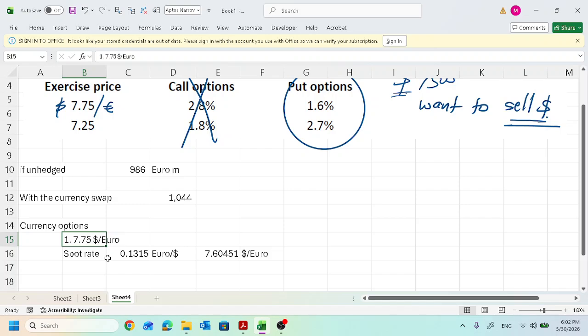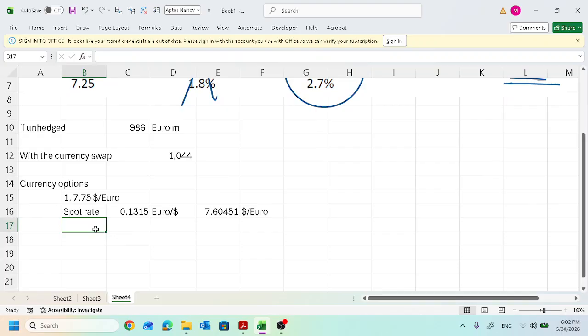So is it worthy to exercise the option? No. Repeat: the spot rate, the market rate, means for each euro you want to buy, you will pay $7.6. If you exercise the option, you have to pay $7.75 to buy each euro. Not worth it. So we'll say the spot rate is better than the option exercise price. The option will lapse. You will not use the option.